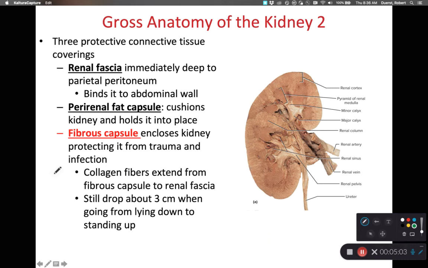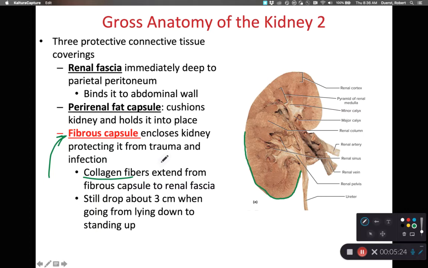And then directly on the surface of the kidney, we have the fibrous capsule. This fibrous capsule is going to be on the immediate surface of the kidney. And if you ever are fortunate enough to do a kidney dissection, it's pretty easy to locate that fibrous capsule. It is going to be made of lots of collagen fibers that are going to wrap around the capsule and then extend outward towards that renal fascia.